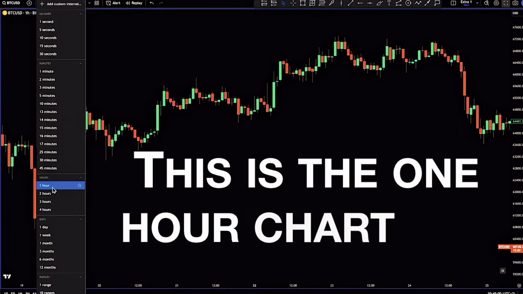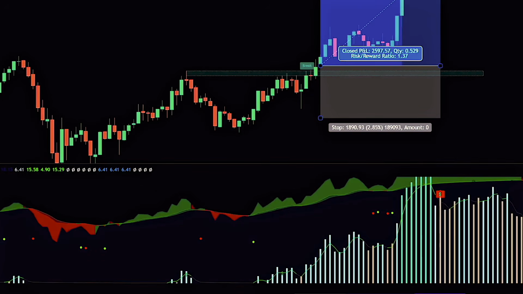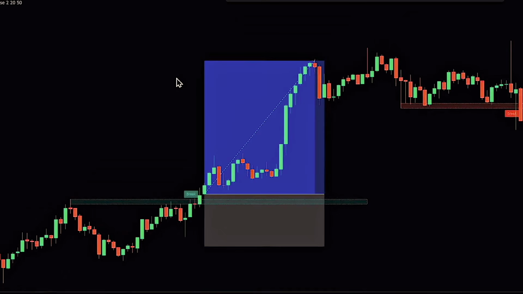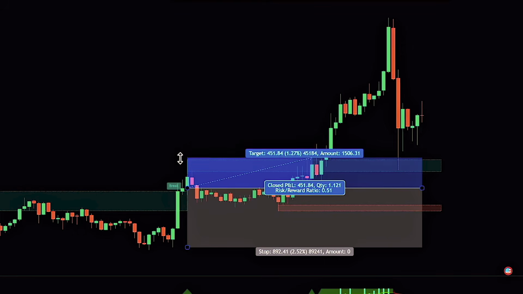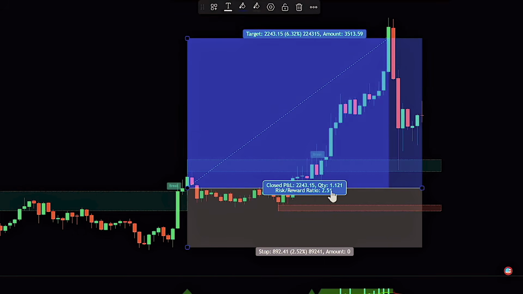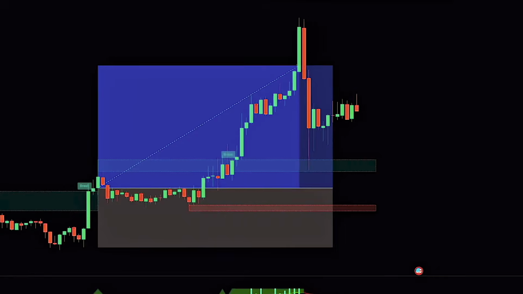This is the 1-hour chart for BTC USD. We jumped into a trade here and it turned out profitable. Same with this one, also a win. And here's another entry, which you guessed it, was profitable too. So naturally, I had to ask myself, why? Why were these trades successful? And if you've been wondering the same thing, well, lucky for you, I figured it out.